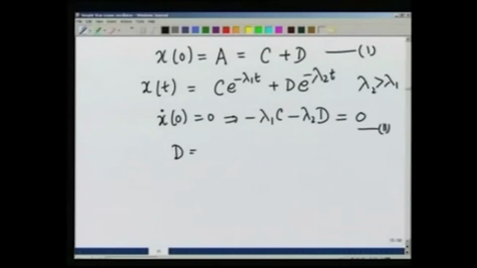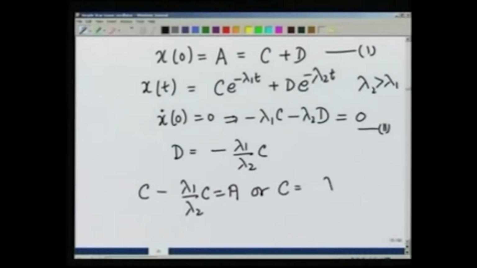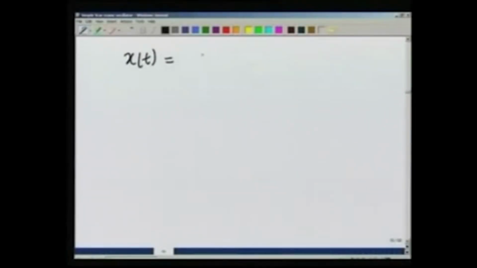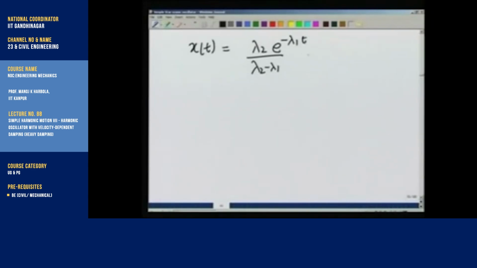From equation 2 I have d is equal to minus lambda 1 over lambda 2 c. Substituting this in equation 1, I get c minus lambda 1 over lambda 2 c is equal to a, or c equals lambda 2 a over lambda 2 minus lambda 1, and therefore d equals minus lambda 1 a over lambda 2 minus lambda 1. I have obtained both the coefficients in the case when I pulled the mass out and let go, and therefore the general solution in this case is going to be of the form c is lambda 2 over lambda 2 minus lambda 1 e raised to minus lambda 1 t minus lambda 1 e raised to minus lambda 2 t over lambda 2 minus lambda 1 times a.